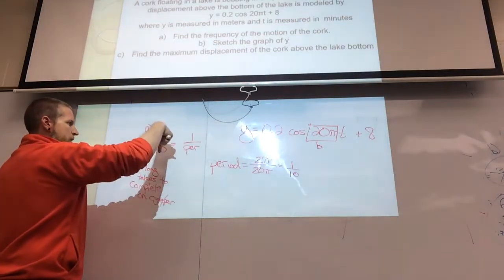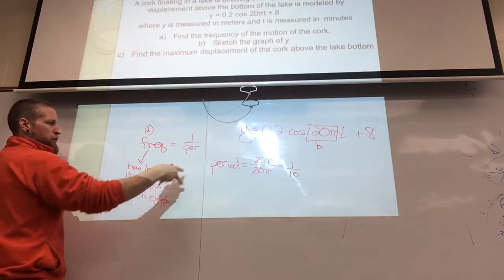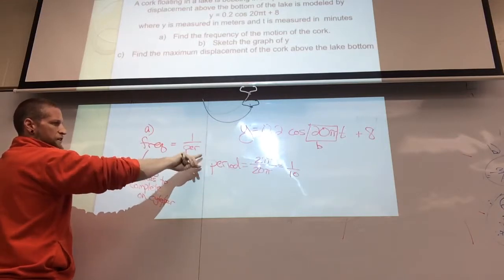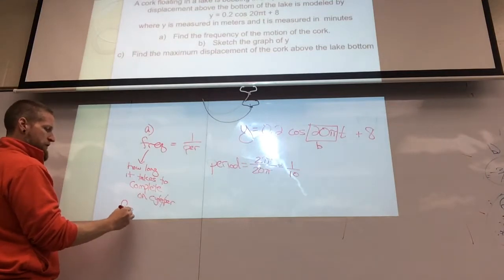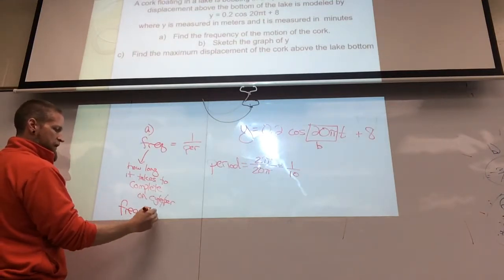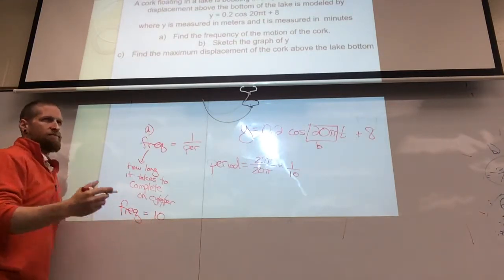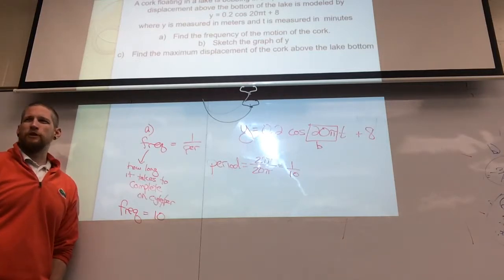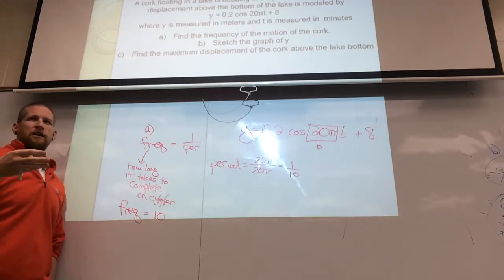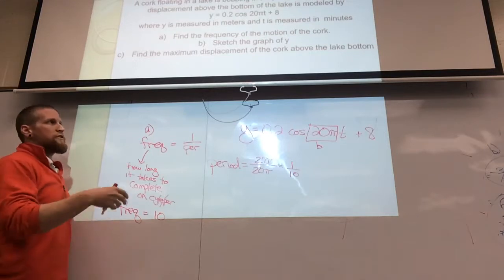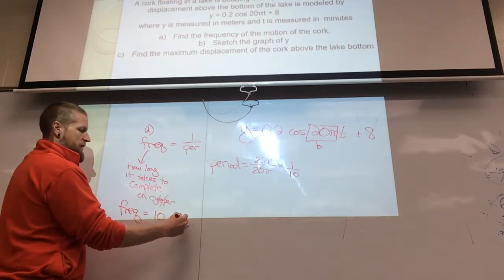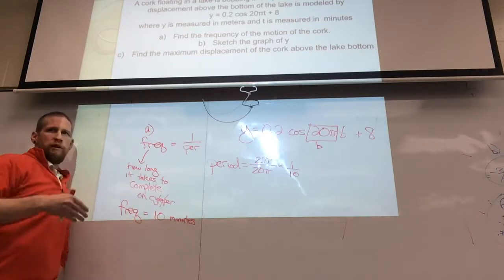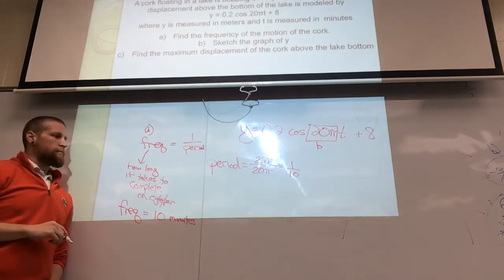So for part A, for me to get the frequency, if I know what the period is, I just have to do the reciprocal of that, which means flip it, to get what the frequency is. So the frequency should just be 10. It's word problems, make sure you put units with it. Frequency is always a measurement of time. So since they say the time is in minutes, the frequency would be 10 minutes, which means it takes 10 minutes to complete whatever the cycle is going.